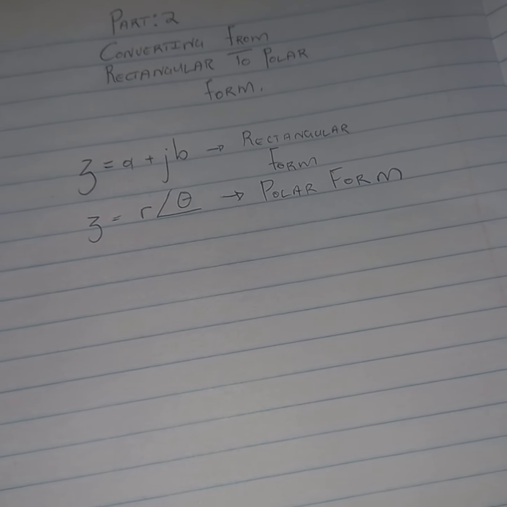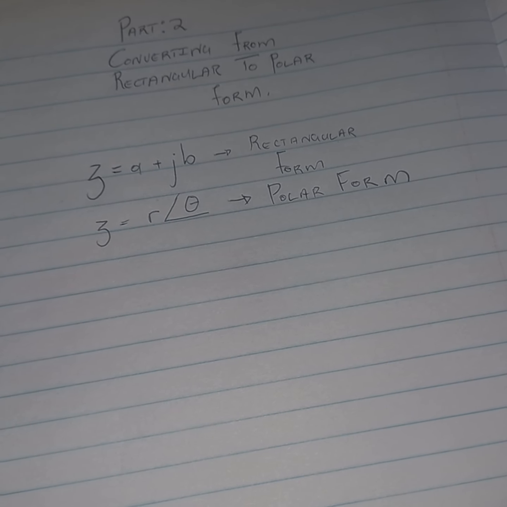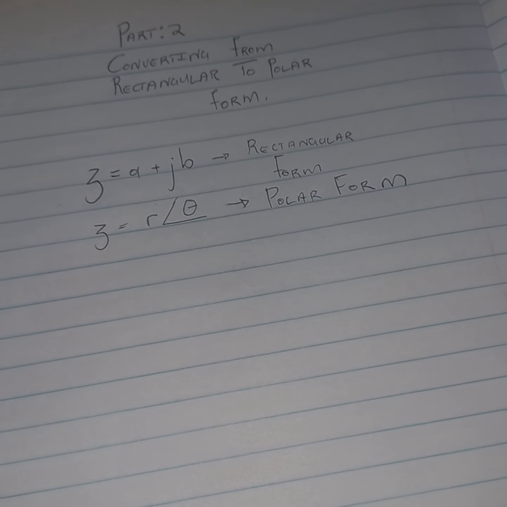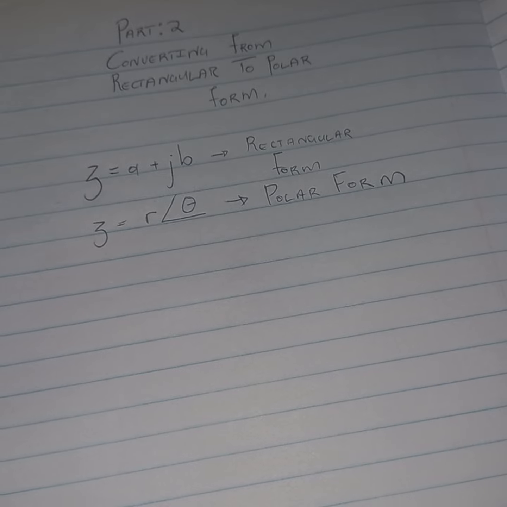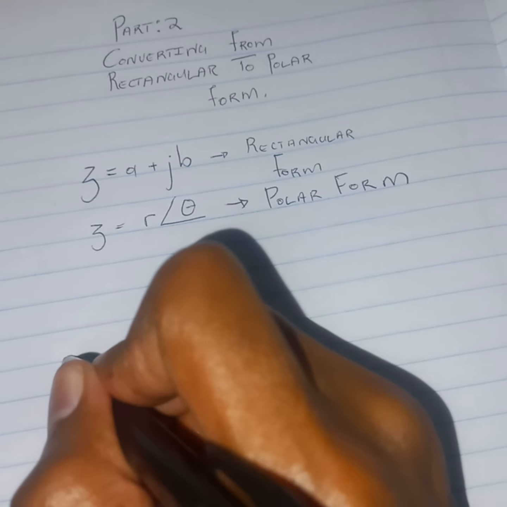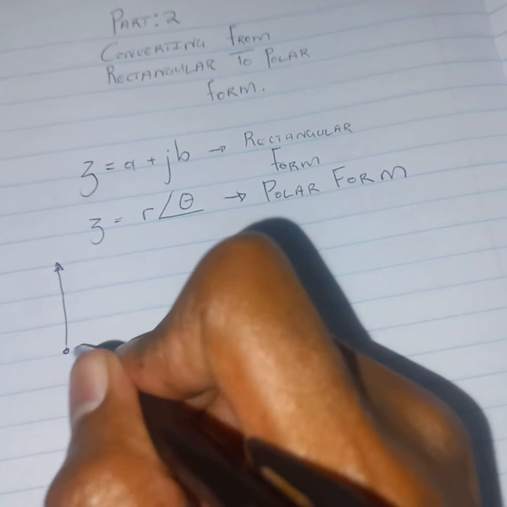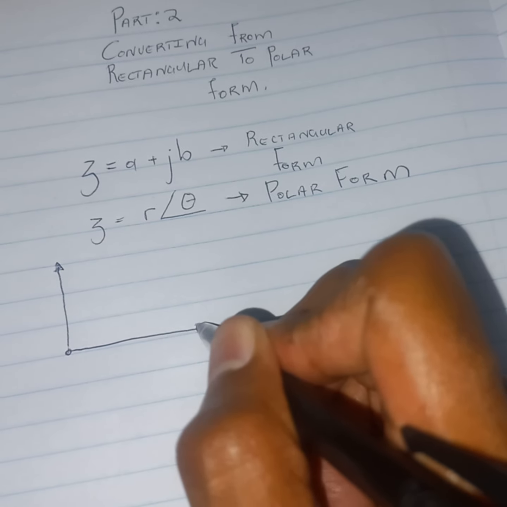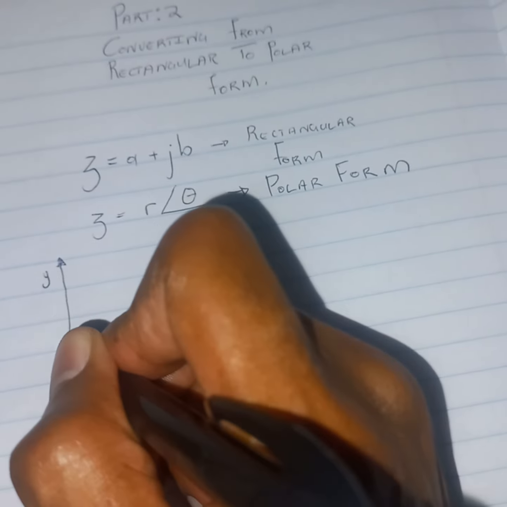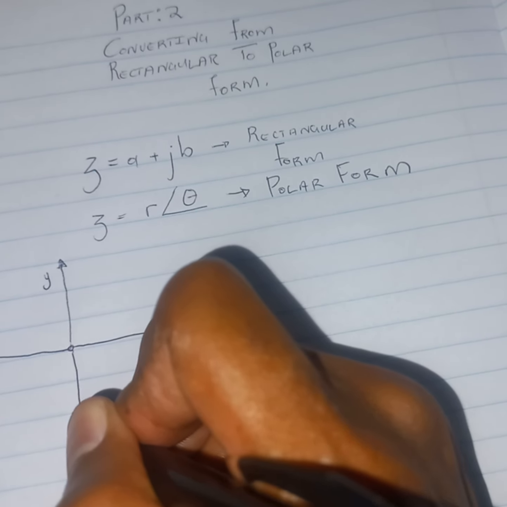Before we can look at the whole process one must take in order to convert from rectangular to polar, let's first look at the Cartesian plane, or what we call an Argand diagram. We know for a fact that a Cartesian plane has the y-axis and also the x-axis. This is the positive x-axis, positive y-axis, negative x-axis, negative y-axis.